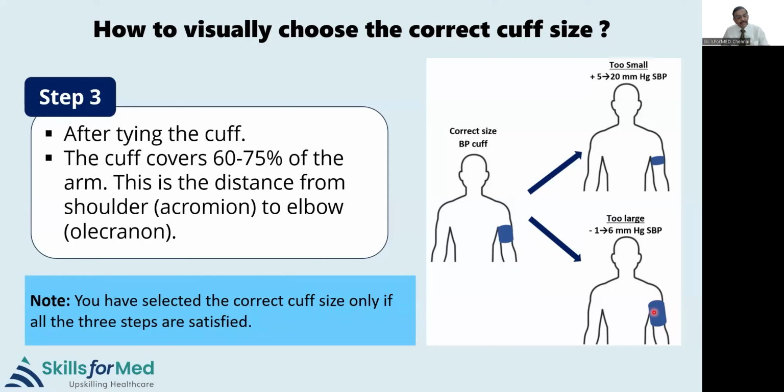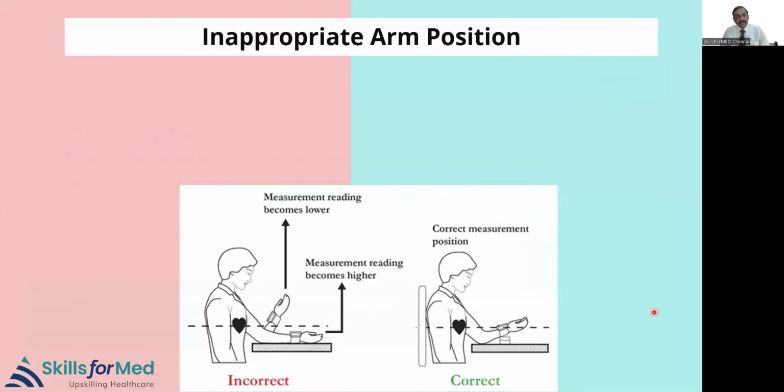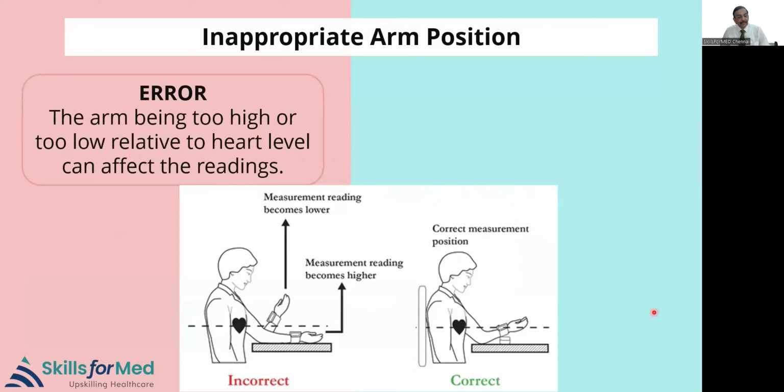So only if you have selected the correct cuff size, only if all 3 steps are satisfied. Don't just do one. All 3 should be in. That's why it is lengthwise, it is horizontal, and then how much of the area it is occupying. All 3 are important. So the other things we already looked at: inappropriate arm position, arm being either too high or too low to the heart level.